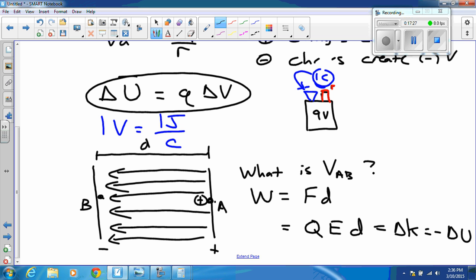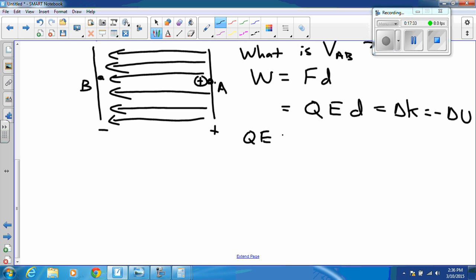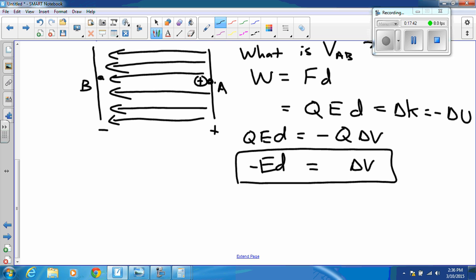Because of the way that we've defined electric potential, I can replace delta U with Q delta V. So that I get Q E d, the amount of work done, is equal to negative Q times delta V. This gives us our very important equation for constant electric field: the change in potential is the opposite of field times distance. As I go from plus to minus, my field points that way, and I'm going to go down in voltage. I'm going to drop by an amount of field times the distance between the plates.